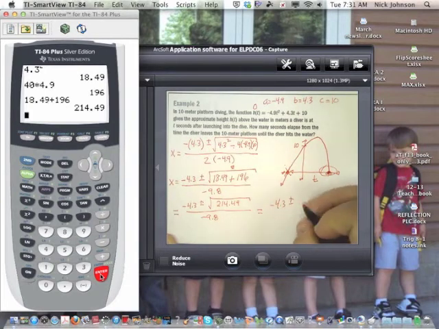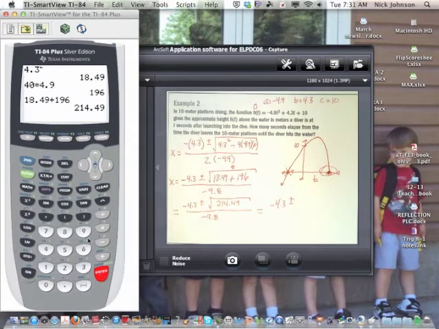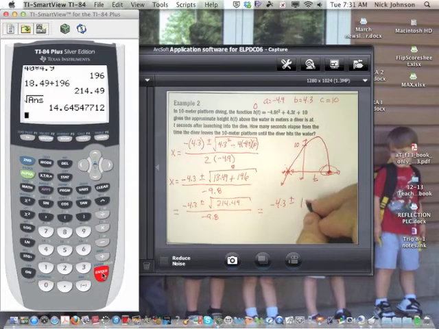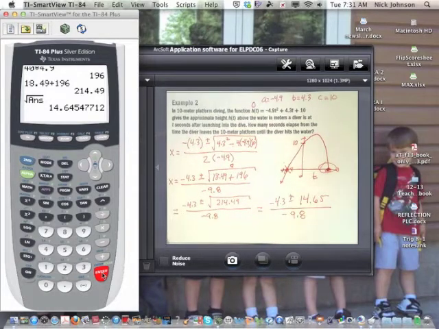214.49. Just adding on another step. Negative 4.3 plus or minus the square root of that. I'm just going to type square root of my answer that I have up here, because that's what I want. I get 14.65. I'm going to use 14.65 divided by a negative 9.8.